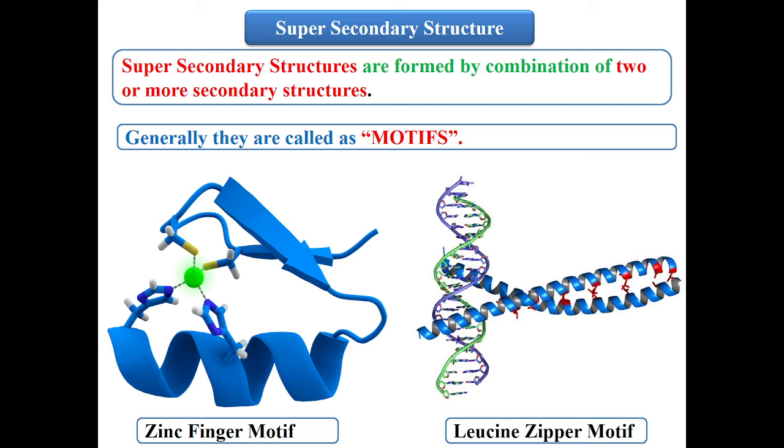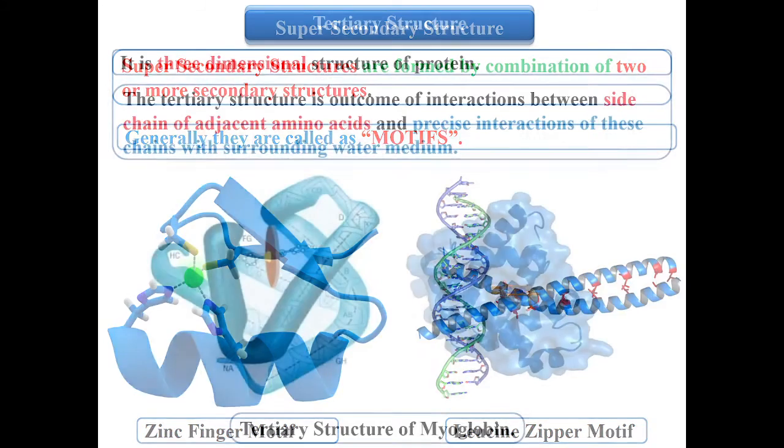Now the super secondary structures are formed by a combination of 2 or more secondary structures. Generally they are called motifs. So there are various types of motifs such as DNA binding motif, zinc finger motif, leucine zipper motif. So they are super secondary structures, meaning they contain 2 or more secondary structures.